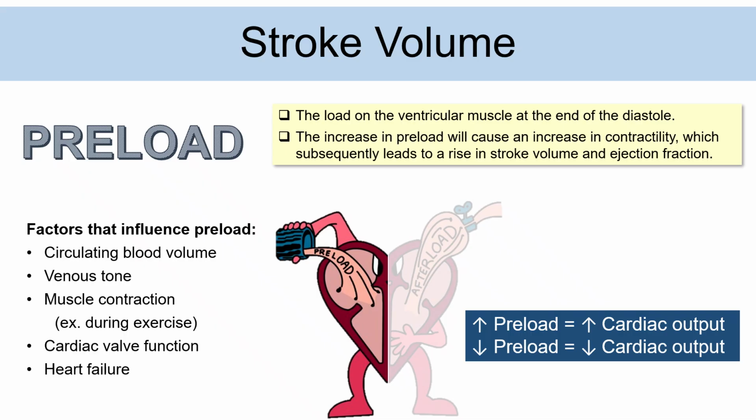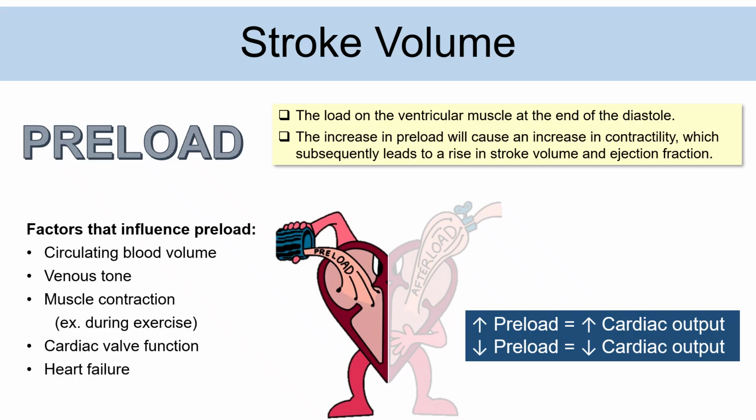Venous tone, we're talking about our veins. So remember, our veins can constrict and they can dilate. So depending on what they're doing, can also affect the amount of blood that's coming into the ventricles. Next, we have muscle contraction. So if you're exercising, your body is trying to optimize oxygen delivery, so your preload may change, it may increase.